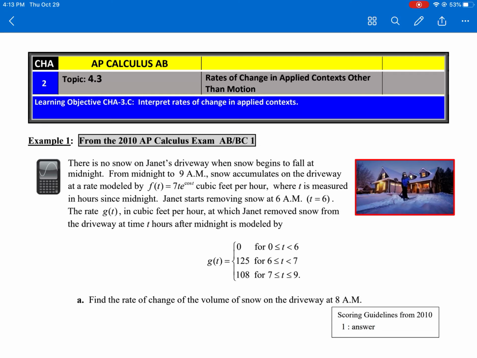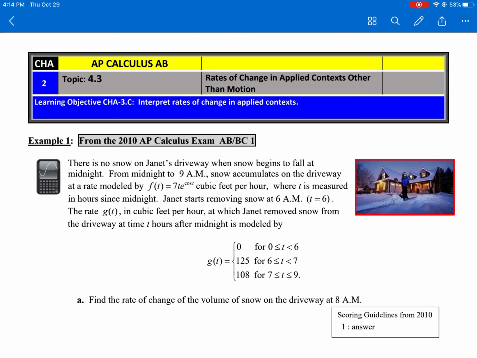This comes from the 2010 AP Calc exam. Both AB and BC had this question. So there is no snow on Janet's driveway when snow begins to fall at midnight. From midnight to 9 a.m., snow accumulates on the driveway at a rate modeled by f of t equals 7t e to the cosine of t cubic feet per hour, where t is measured in hours since midnight. Janet starts removing snow at 6 a.m., so t is equal to 6.